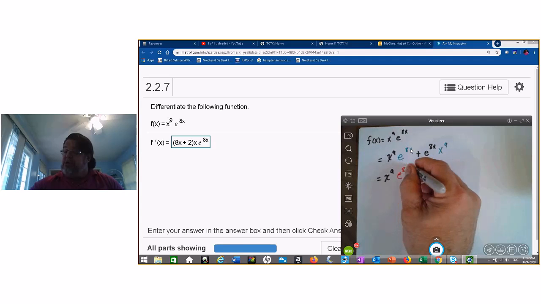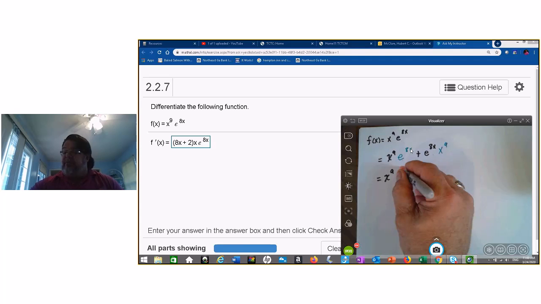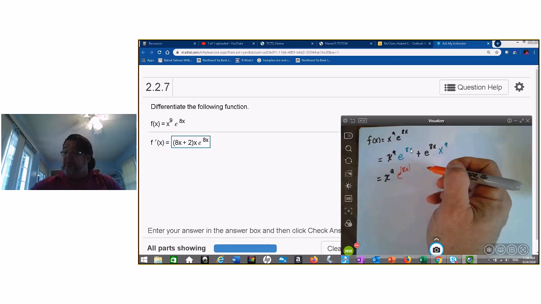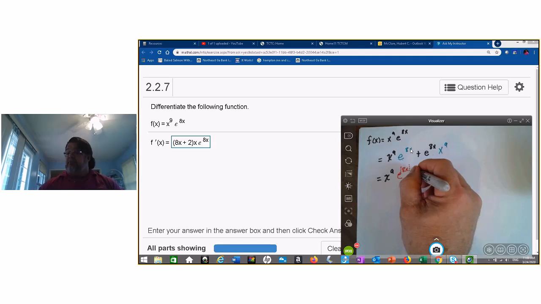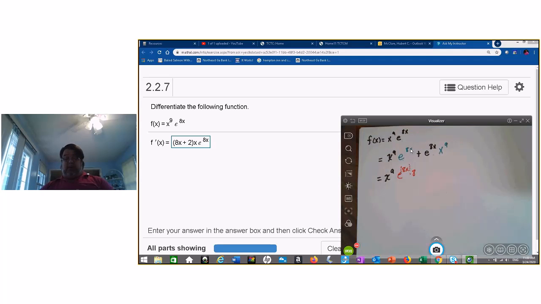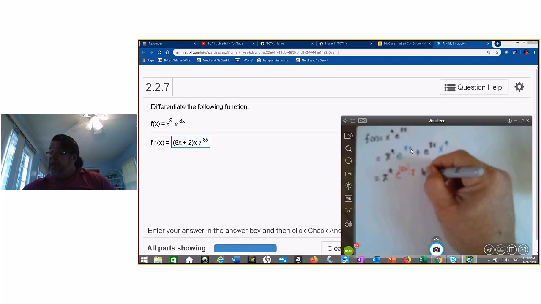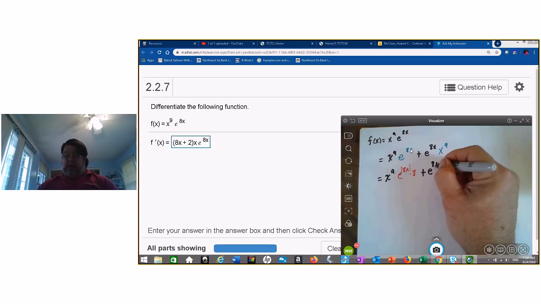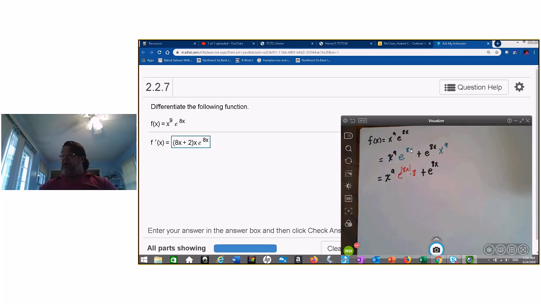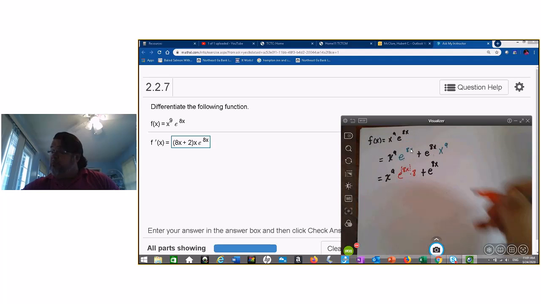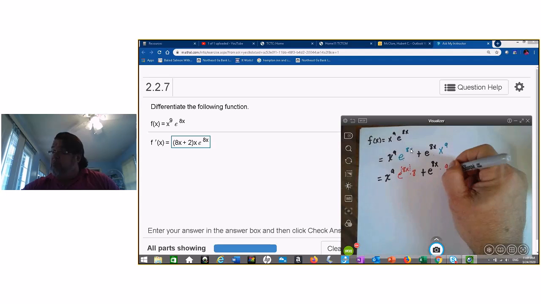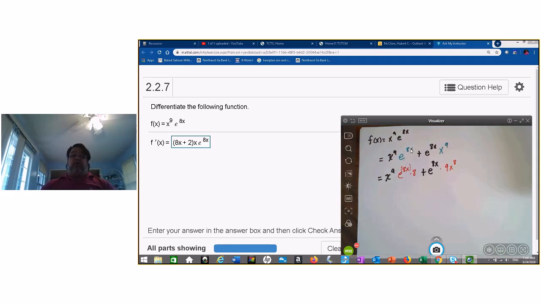And remember, what's in those parentheses? What's the derivative of 8x? 8. Plus e to the 8x. And what's the derivative of x to the 9th? 9x to the 8th.